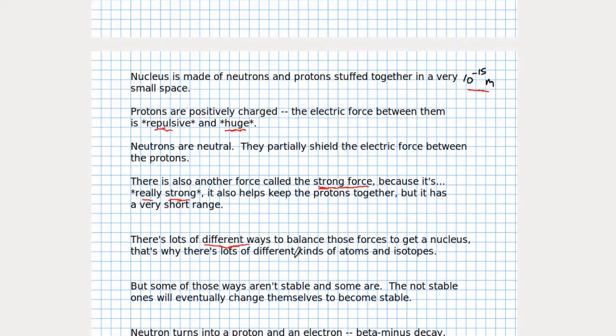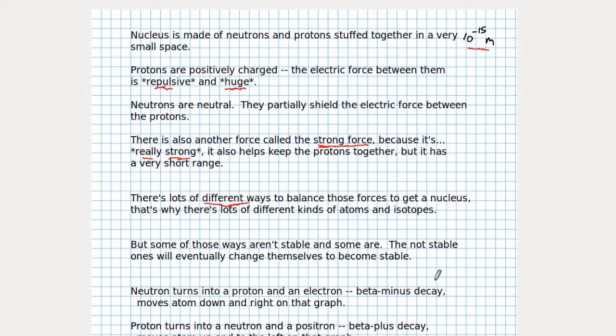So let's go back down here. So some of those nuclei are stable and some are not. The not stable ones will eventually change themselves to become stable. So let's talk about some of the ways that they can change themselves. So one way, a neutron can turn into a proton and electron.